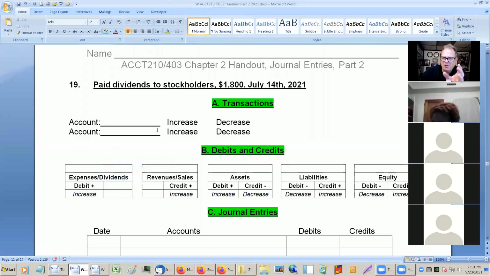And you'll notice something too. Even though expenses and dividends are two separate things, expenses are the cost to run the business. Dividends are what you're paying to the owners. So they're two different things, but they're both money going out, and there's nothing else coming back in. There's no asset coming back in. Okay, so paid dividends. What do we pay them with, do you think? Cash. Yeah.